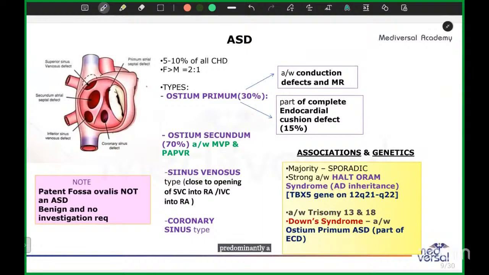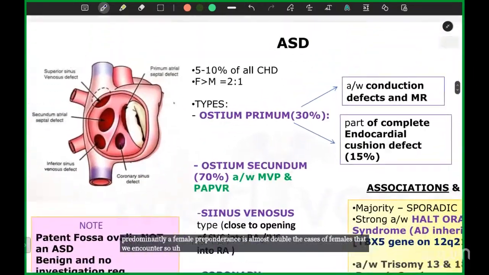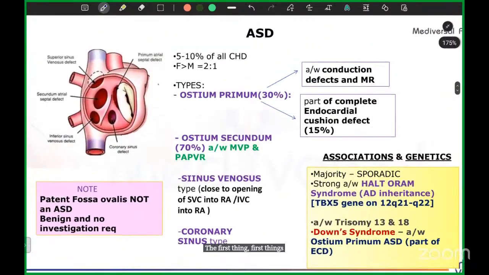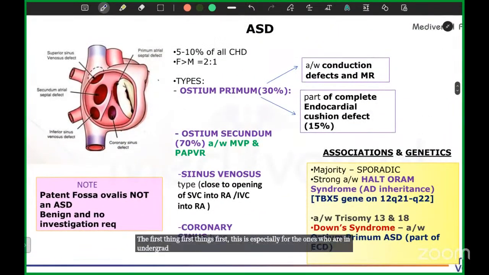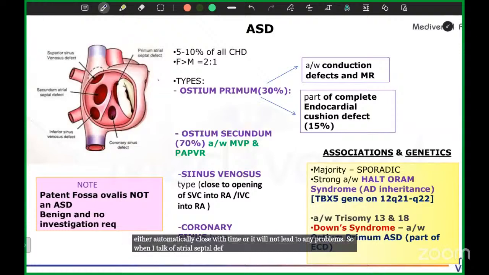There's almost double the cases of females that we encounter. So first things first, this is especially for the ones who are in undergrad level. Once you find a patent fossa ovalis, it is not an ASD. Anytime there's a fossa ovalis, it is completely benign. In fact, most of the time you don't require any investigations for a patent fossa ovalis. It will either automatically close with time or it will not lead to any problems. So when I talk of atrial septal defect, I am not meaning a fossa ovalis.